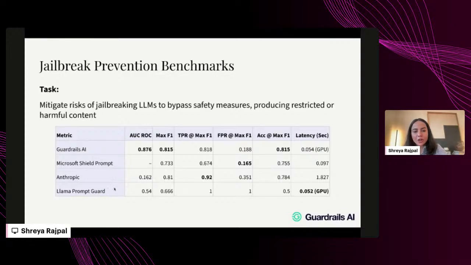And then what we saw here was that if you're looking at Llama Prompt Guard, these numbers should immediately stand out to you, which were once again really surprising for us: both the true positive rate and the false positive rate are 1, and Llama Prompt Guard tends to be very, very skewed towards always predicting a positive label, right?